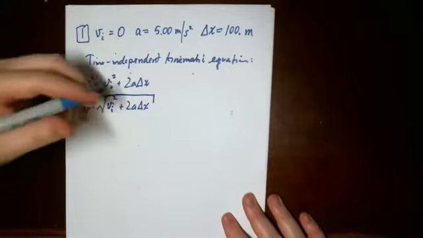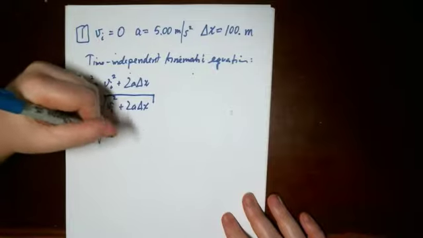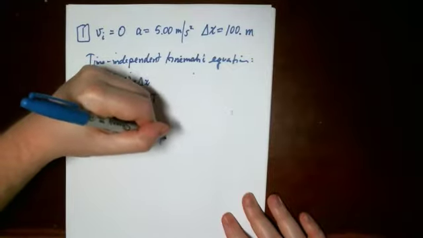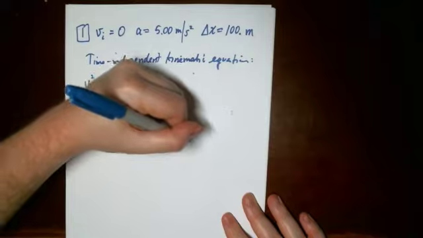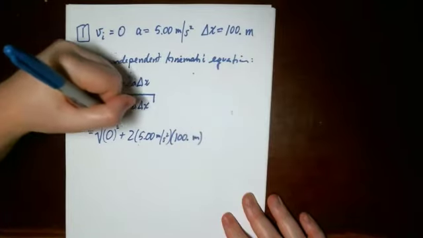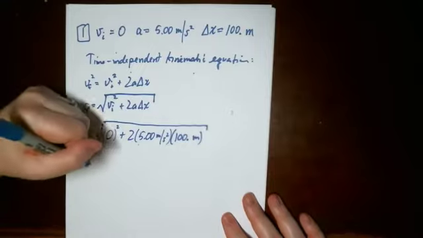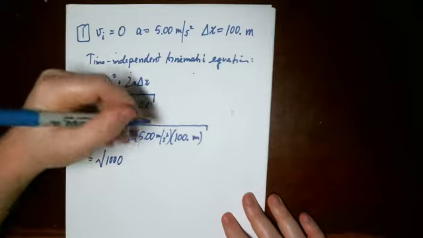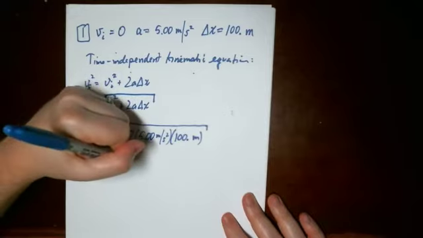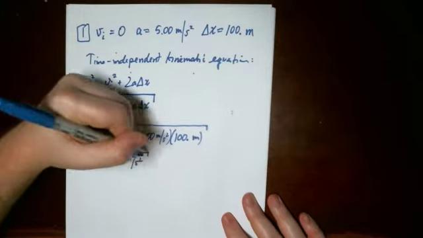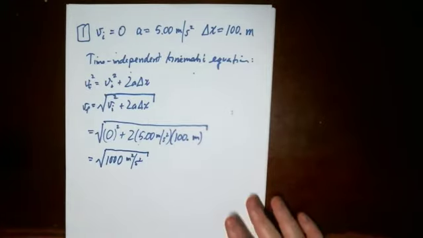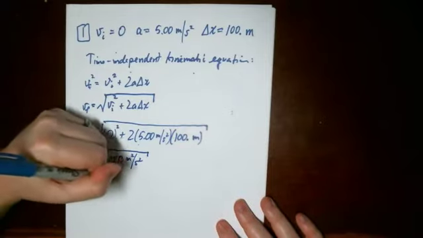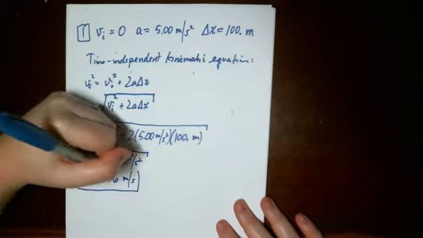And let's substitute. We know Vi is 0, so that's just 0 squared. Then we have 2 times 5 meters per second squared times the distance, which was 100 meters, all under that square root sign. So this winds up being essentially the square root of 1,000. And if we do our units correctly here, the units on this are actually meters squared per second squared, which makes sense. We're taking the square root, so that should give us meters per second. So the velocity in meters per second is going to be 31.6 meters per second. But that's not all.